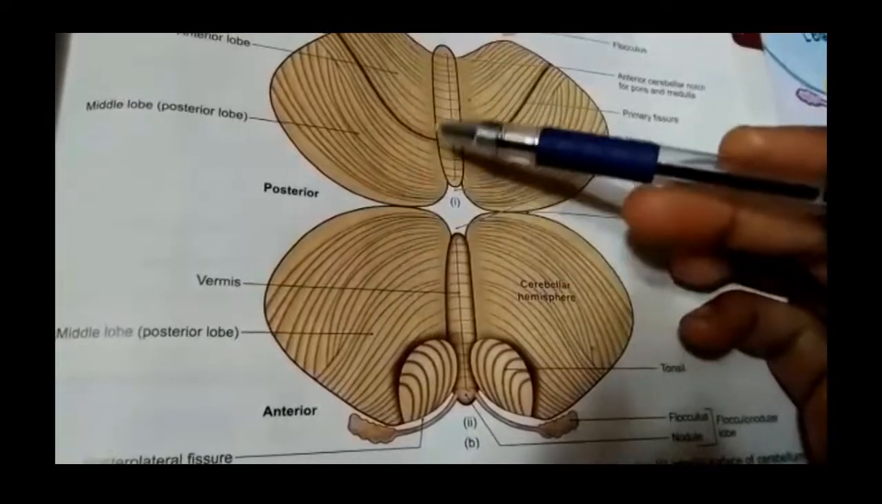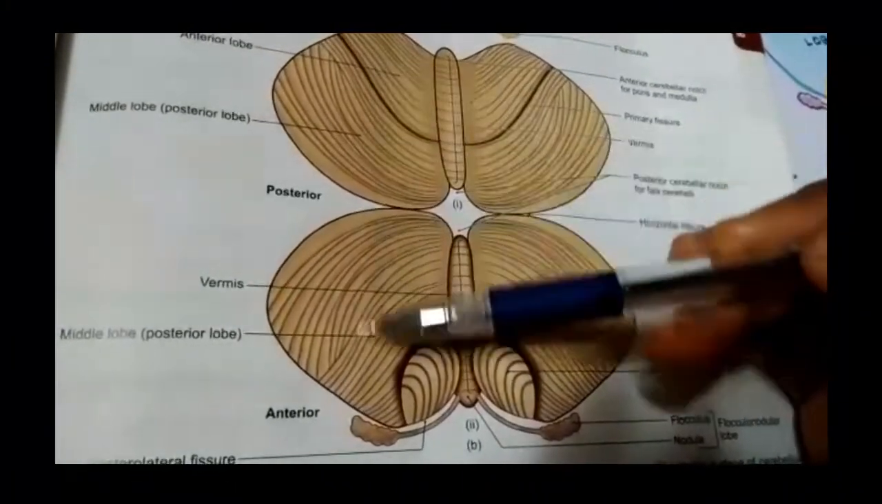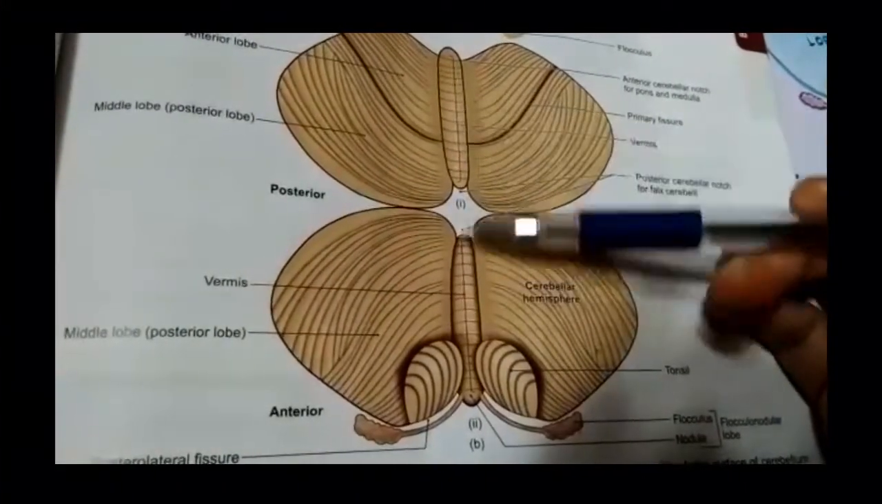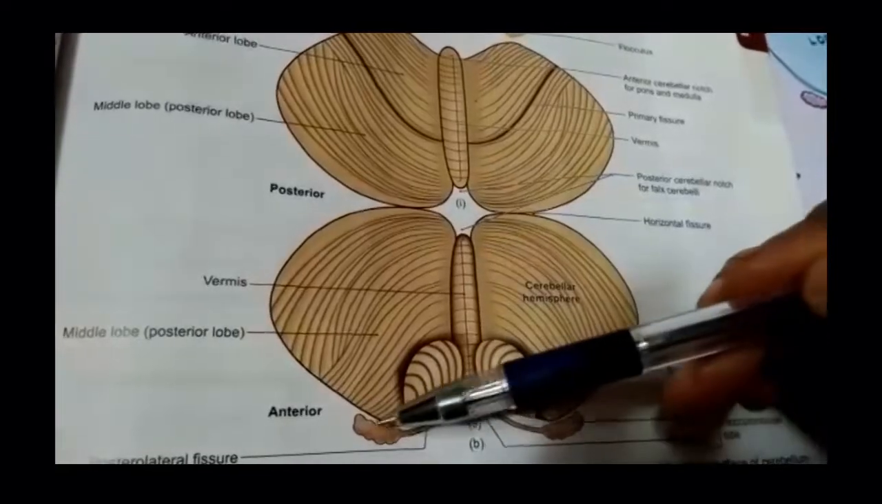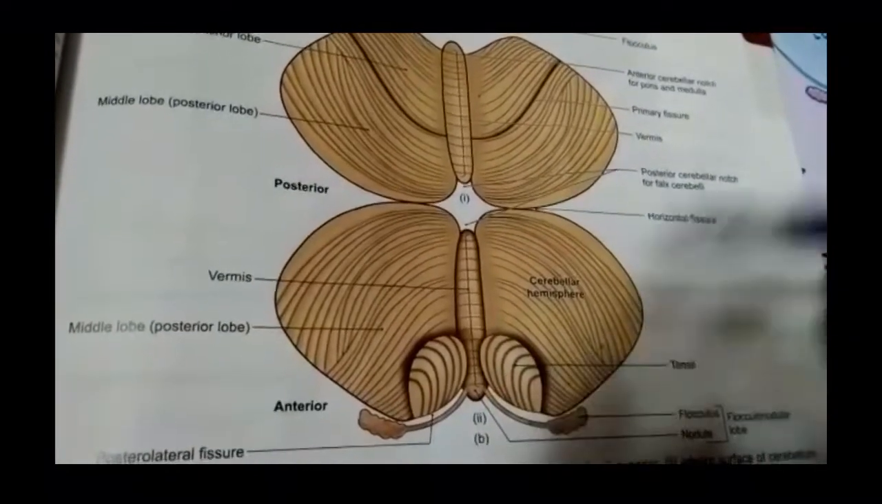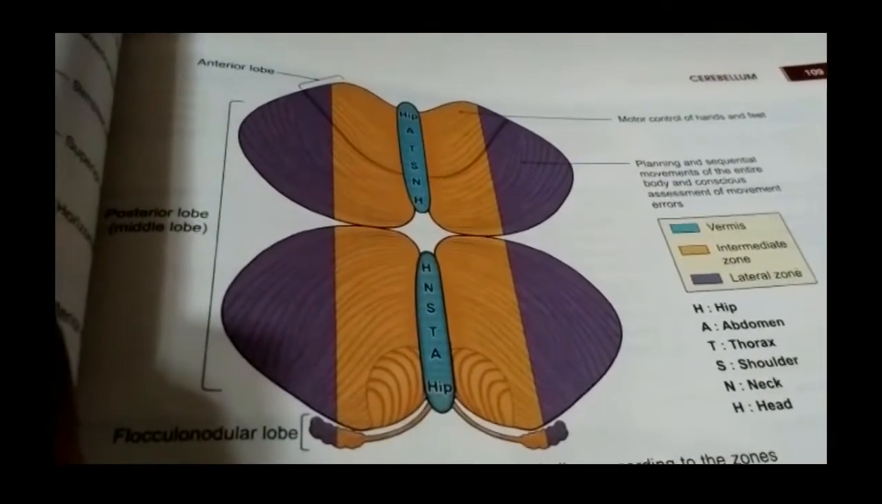Functionally, by the horizontal planes, it's divided into 3 zones: lateral zone, intermediate zone and the medial zone. The medial zone is formed by the vermis, and there is another zone known as the flocculonodular lobe. So this is the functional division of the cerebellum.